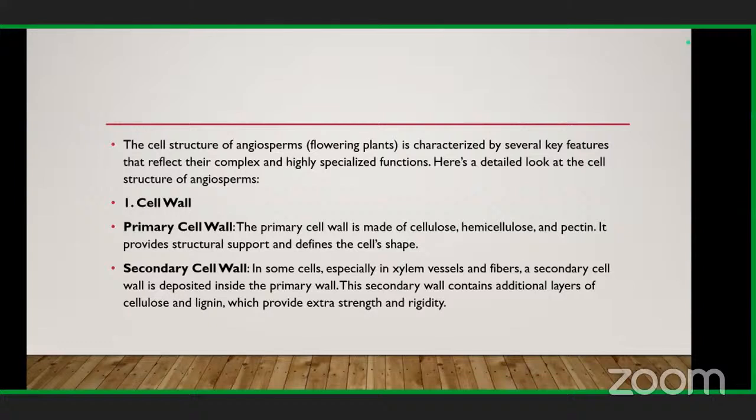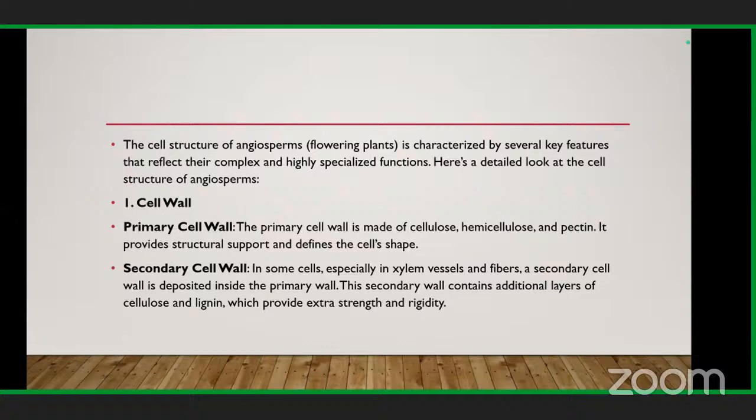Now we will discuss the cell structure of the angiosperm. So what is the cell structure of angiosperm? The cell structure of angiosperm flowering plants is characterized by several key features that reflect their complex and highly specialized function. So basically, this is a more advanced form. So the cell structure is also advanced. It is a complex one. Okay. Number one is the cell wall.